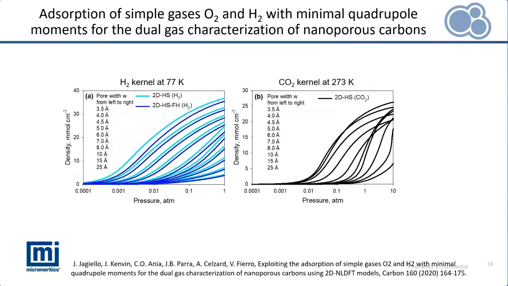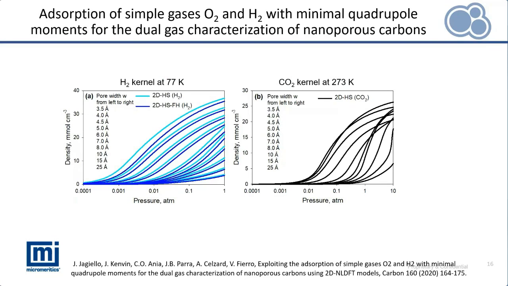Last year, we developed a second version of the dual gas analysis method using hydrogen and oxygen. We realized that CO2 in the first version has quadrupole moment even higher than nitrogen. That makes it highly susceptible to the interaction with polar groups on the surface. Hydrogen quadrupole moment is much lower than that.